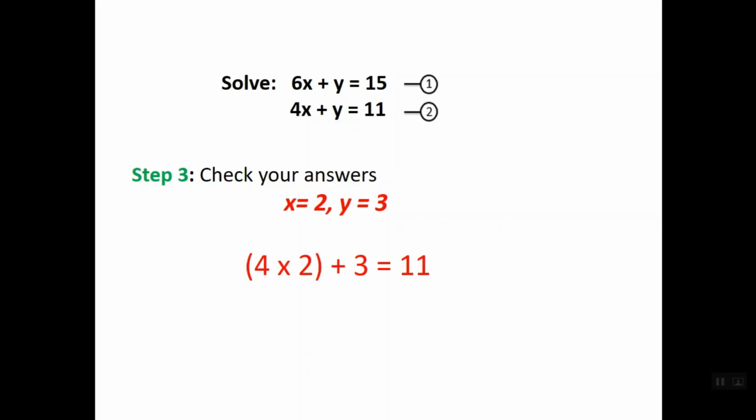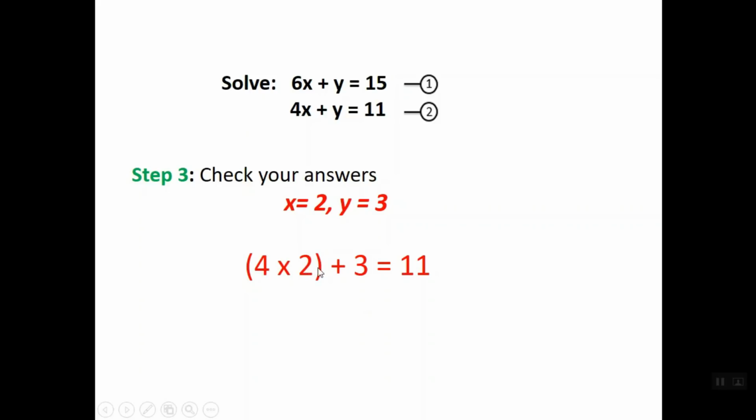I'm using equation 2, really doesn't matter which one, to be honest. So I have 4 times 2 because I'm replacing this x with 2, and then plus my y is 3, so I write plus 3, and that's equal to 11.